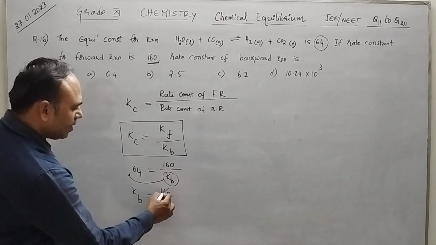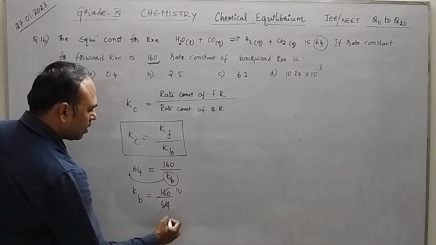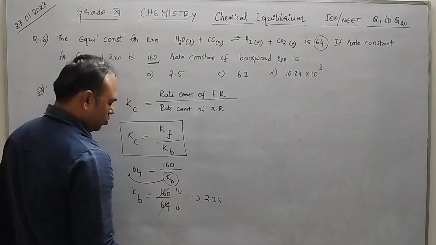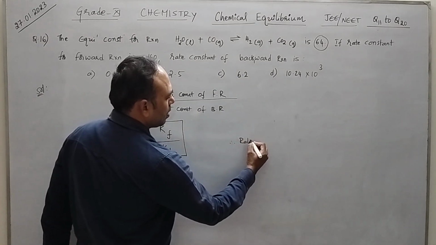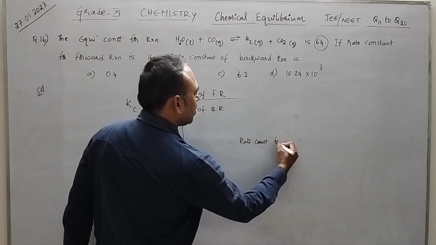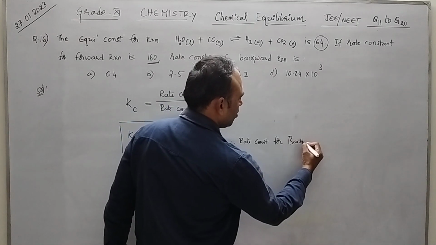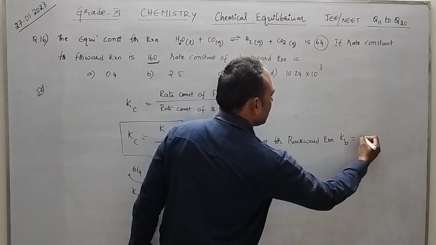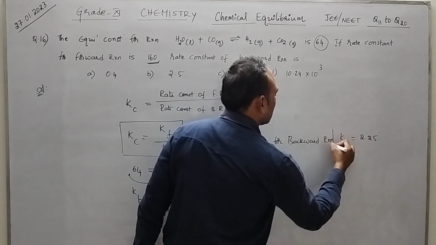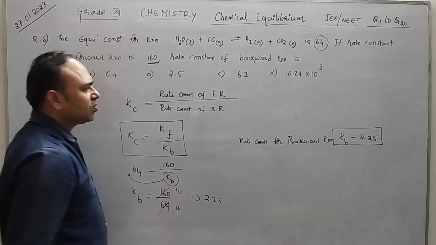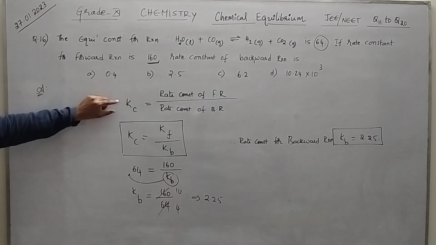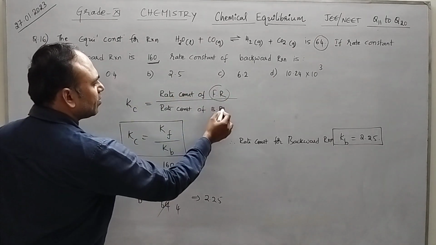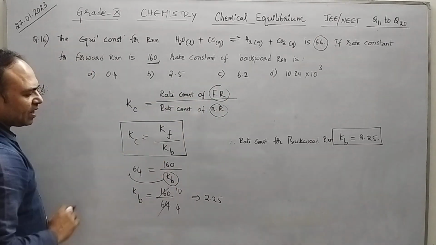Let us use 16, so 16 tenths, 16 fourths. So what is your answer? 2.5. Therefore rate constant for backward reaction Kb is equal to 2.5. So hope you have understood this very simple formula. Equilibrium constant is equal to rate constant of forward reaction by backward reaction, nothing but Kf by Kb.